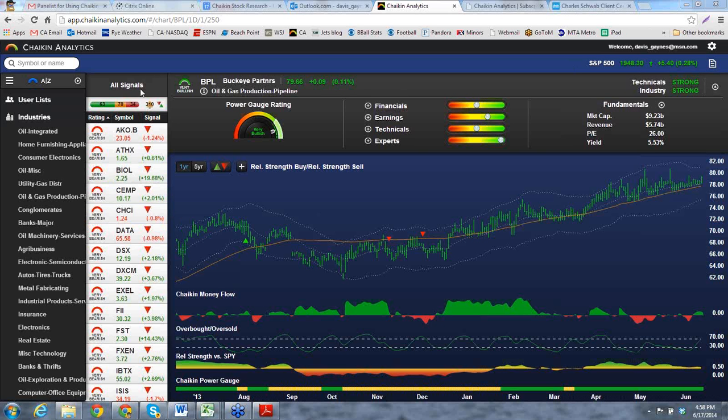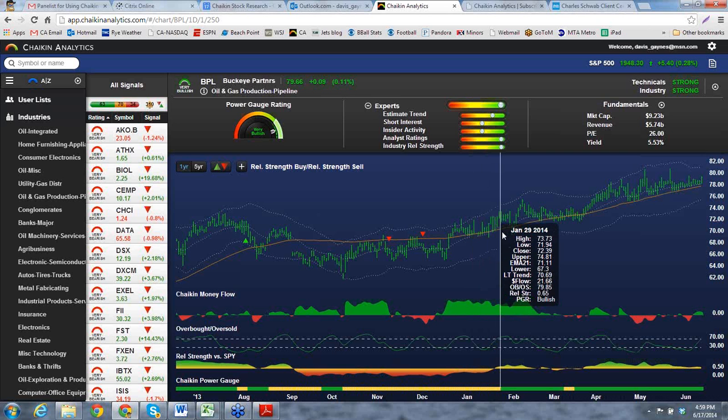So the power gauge is very bullish. Oil and gas production pipeline. Financials in the middle. Earnings pretty strong. The expert opinions are what are really strong here. Let's see why. Analyst ratings have all been moving up very strongly. Estimate trends have been moving up, and the relative strength is really strong. The power gauge went bullish back early in February. It was $72 at that point, $79 today, so about a 10% run. You'll notice here a quick blip of neutral.